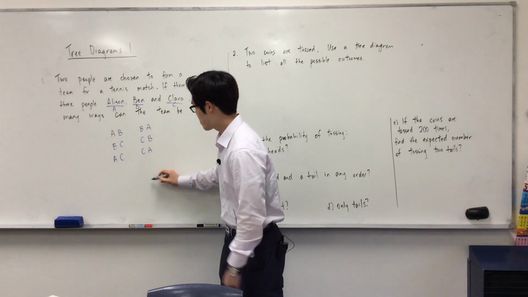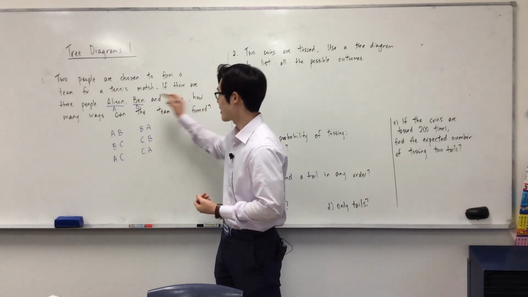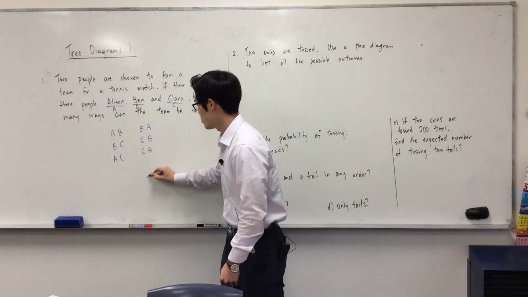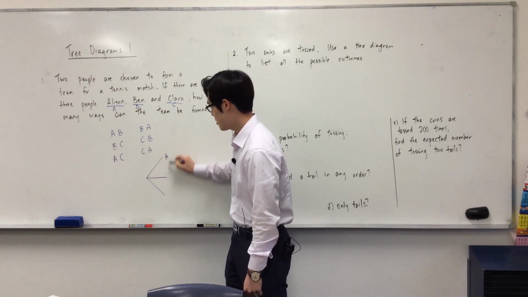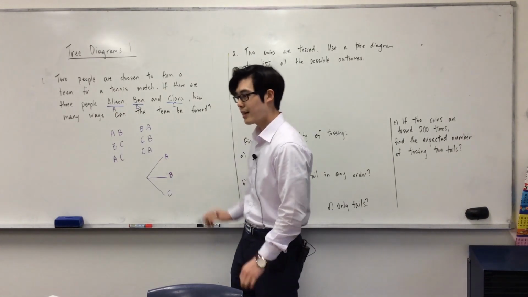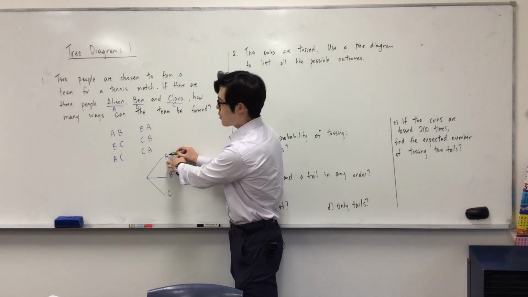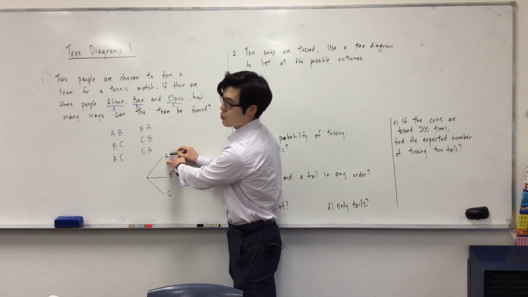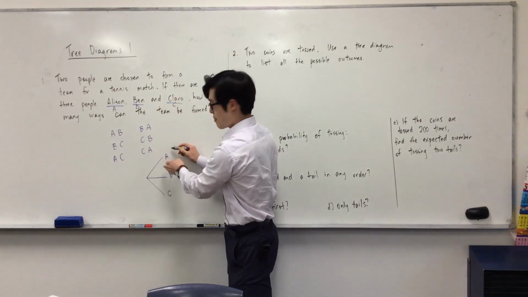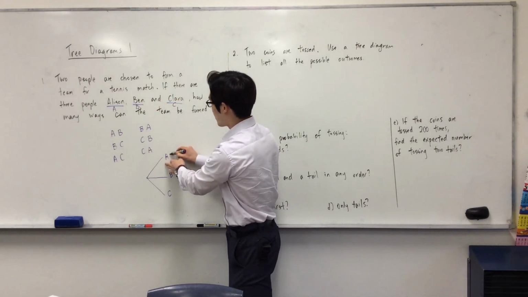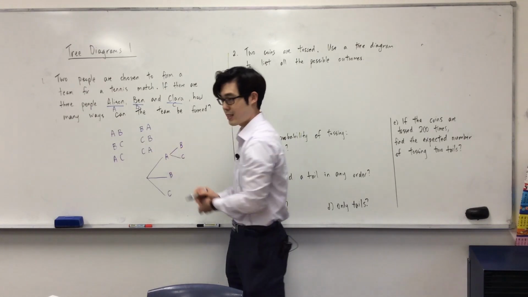So for our first pick, how many people do we have to choose from? Alison, Ben and Clara. So I'm going to draw three branches, because we can choose Alison, Ben or Clara. Let's say our first pick was Alison. If I chose Alison, what do we have left? Ben and Clara. So I have the option of choosing Ben or Clara. Does that make sense?